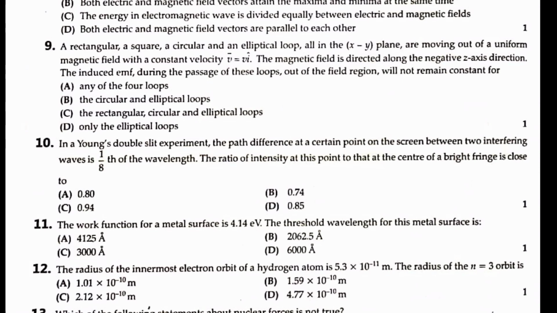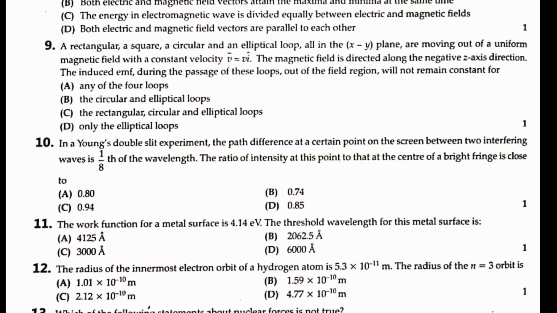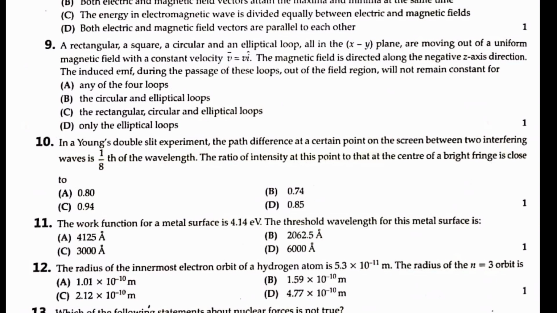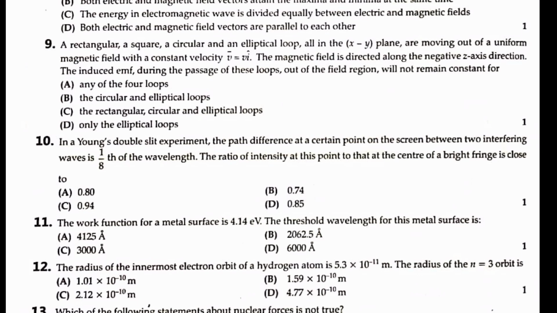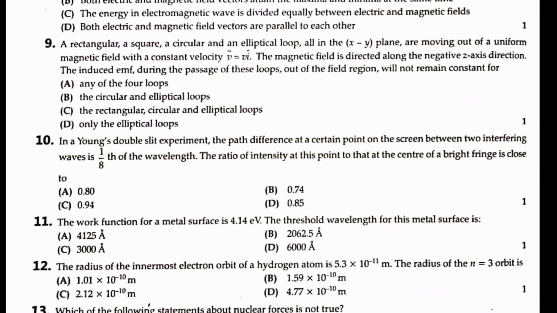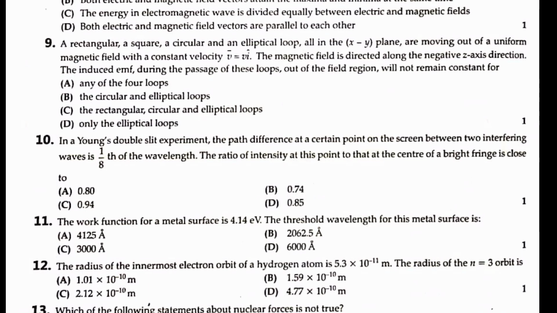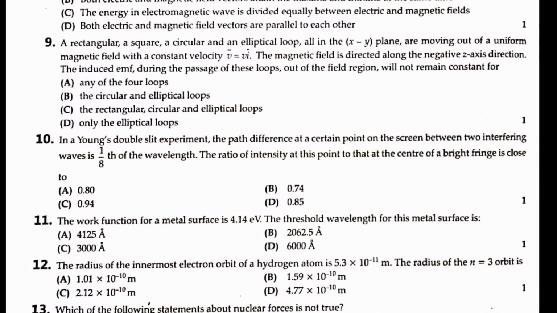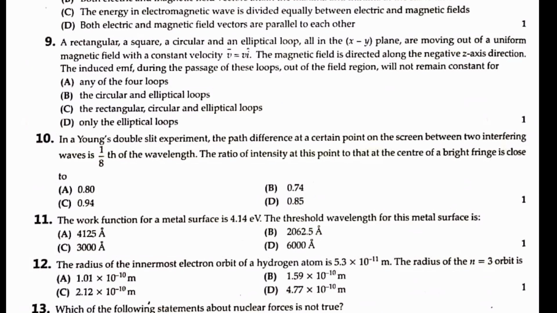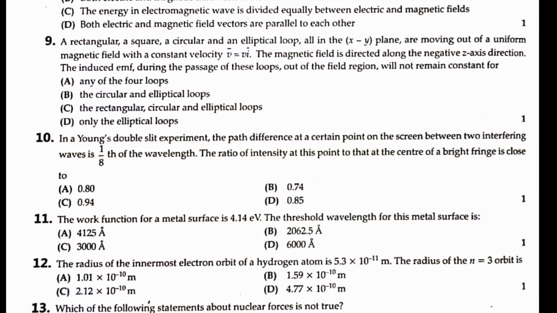Okay. Now we have another question. The work function for a metal surface is 4.14 electron volt. The threshold wavelength for this metal surface is dash. The options are option A 4125 angstrom, option B 2062.5 angstrom, option C 3000 angstrom, and option D 6000 angstrom. So the work function for the metal is 4.14 eV and we have to find the threshold wavelength.